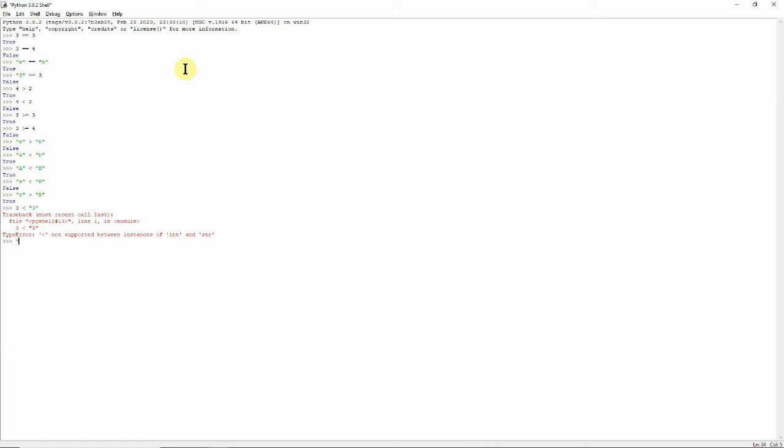But if we have numbers as text, we can see that that's false because it's compared them alphabetically. So hopefully that gives you some idea of doing logic.